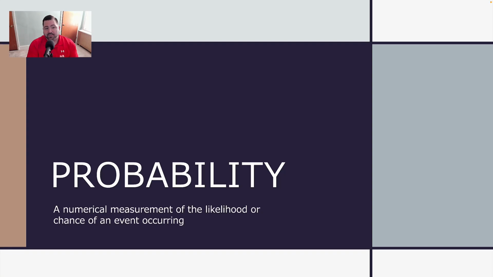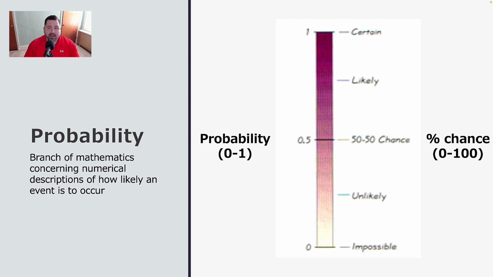So first things first, probability is a numerical measurement regarding the likelihood of something happening versus the likelihood of that event not happening. So when we look at probability, it's also helpful to understand the difference between probability and the percent chance. Probability is a type of mathematics that is concerned about the numerical description of how likely something is to occur. It can range from 0 probability, meaning there's no chance that it's going to happen, all the way up to 1, which means it's a 100% certainty that it's going to happen.